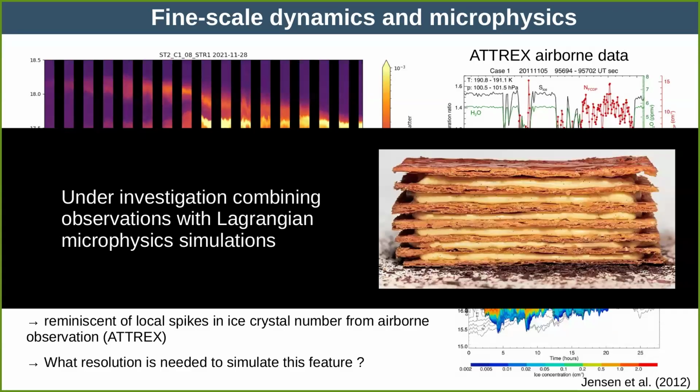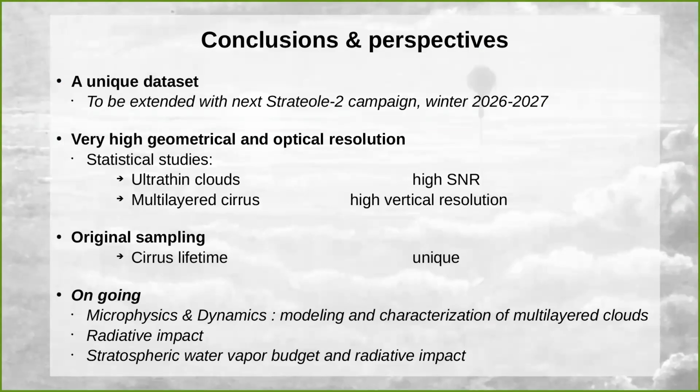And so it's the end of this presentation. To conclude, I will say that BCool is a quite unique data set, and this data set will be extended during the next Strateole 2 campaign in winter 2026-2027. These observations have a very high geometrical and optical resolution that allowed us to study ultra-thin clouds thanks to the very high signal-to-noise ratio, and also to look into multi-layered cirrus thanks to the high vertical resolution.